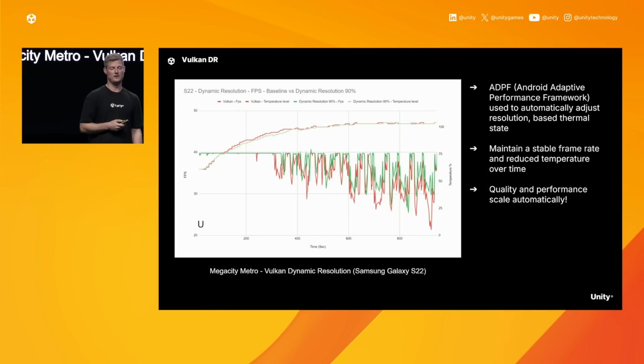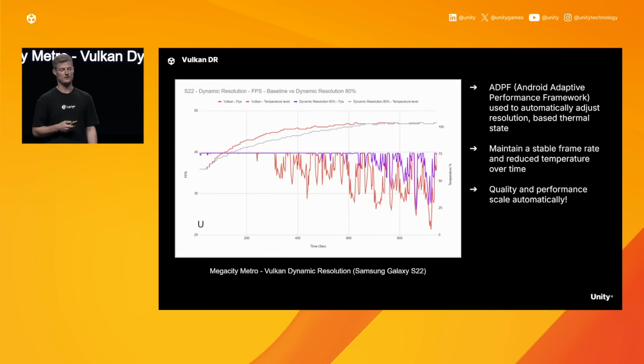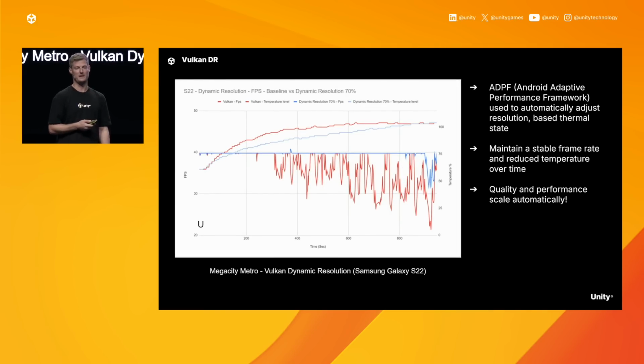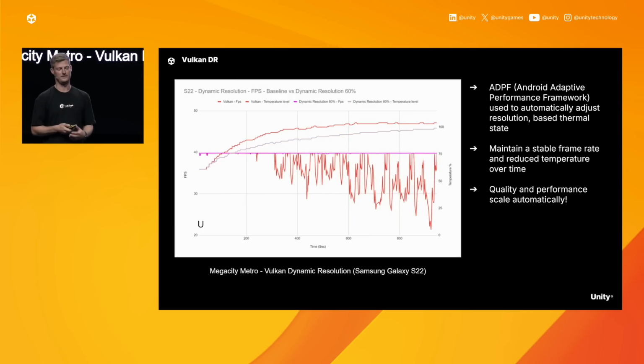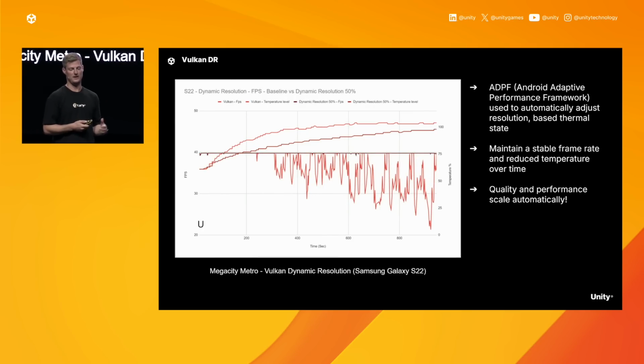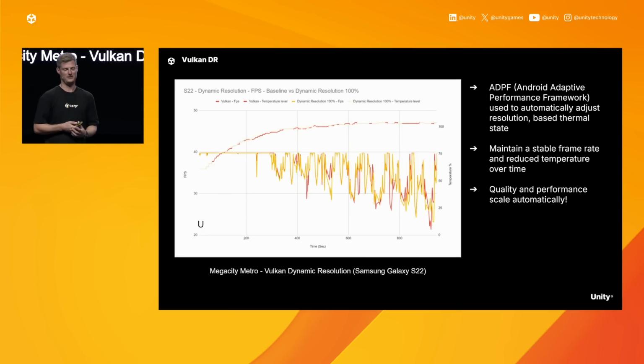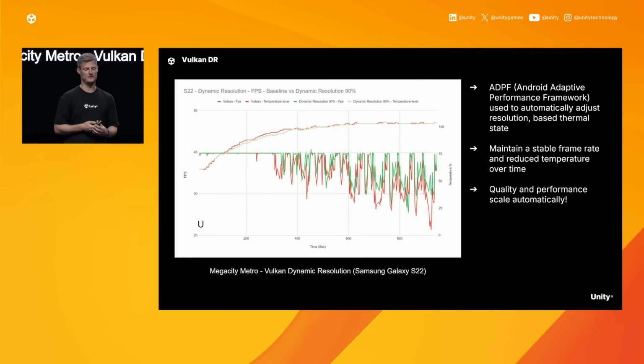Vulkan's dynamic resolution integrates seamlessly with the Android Adaptive Performance Framework, which automatically adjusts the resolution based on the device's thermal states. You can find this tool directly in the package manager. Just type in ADPF, and then you will find it. It prevents overheating and maintains consistent performance.